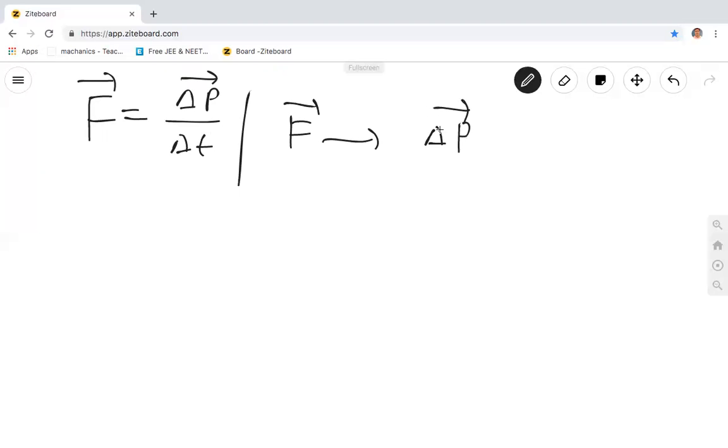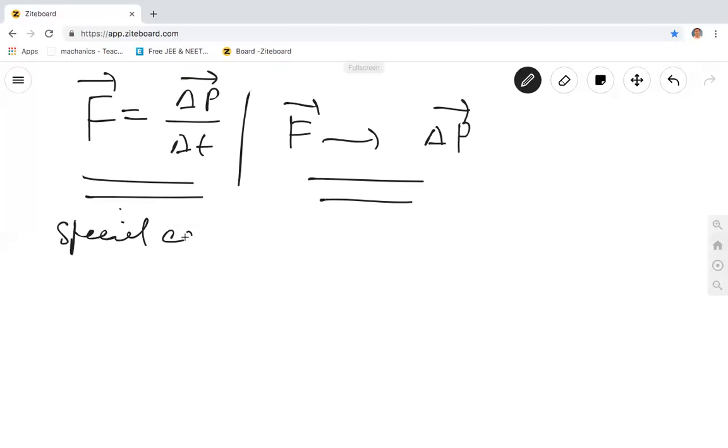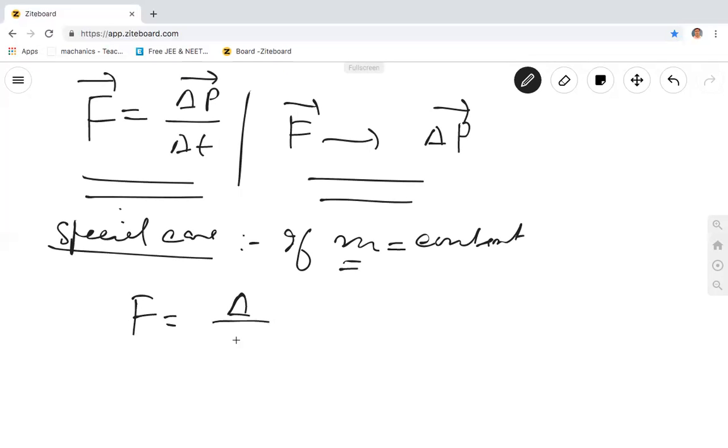So net force F is equal to rate of change of momentum. That's momentum change in 1 second. And force direction is the same as momentum change direction. So this is the basic law, right? What is the special case of this law? If m is constant, mass is constant, this will reduce to the first law then, right? Because in the first law we said mass is constant. Correct. So F is equal to delta p by delta t.